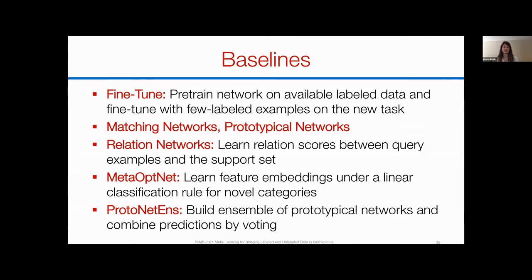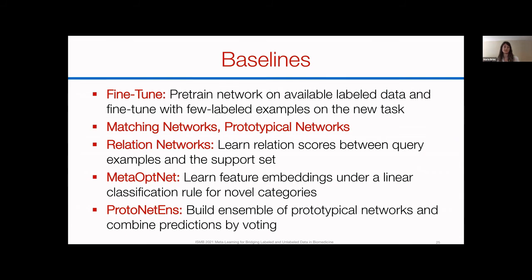Finally, the ProtoNet ensemble is constructed by building an ensemble of prototypical networks. Since COMET can be seen as an ensemble-based approach, the idea is to compare performance to just building an ensemble of prototypical networks. Ensemble here means that we will train a number of prototypical networks, and then we can use a voting scheme to decide on the final prediction.